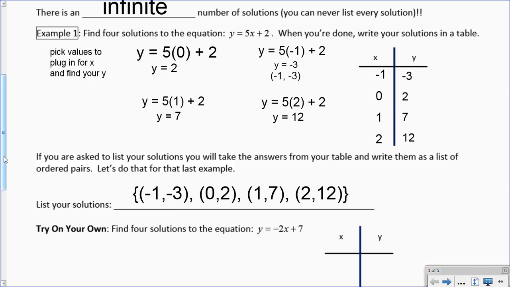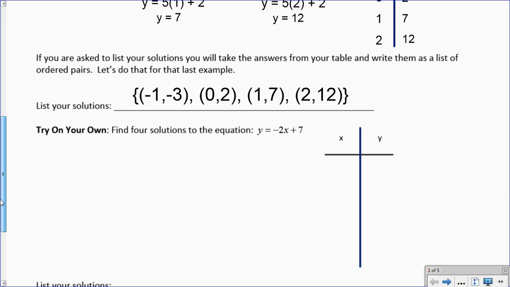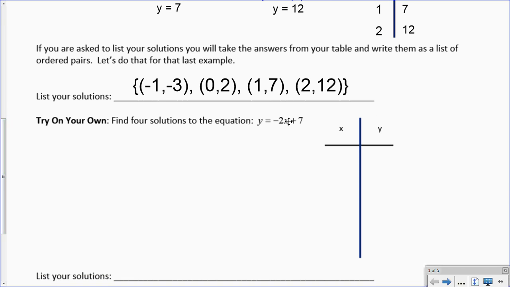You guys are going to try this one on your own. You have the equation y equals negative 2x plus 7. You have to do the exact same thing. Find 4 solutions, write them as a table, and then list your solutions.